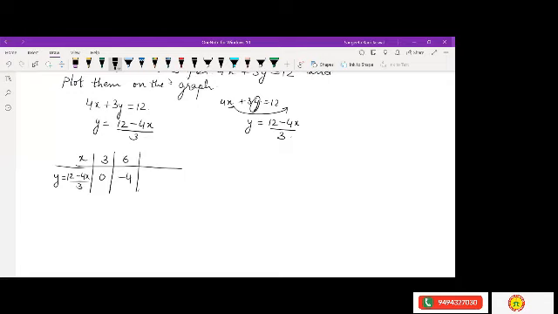Okay, so we wanted 2 values. To plot a graph, we just need 2 values. If we get 2 points, the graph can be made. Okay, now let's plot them on the graph.